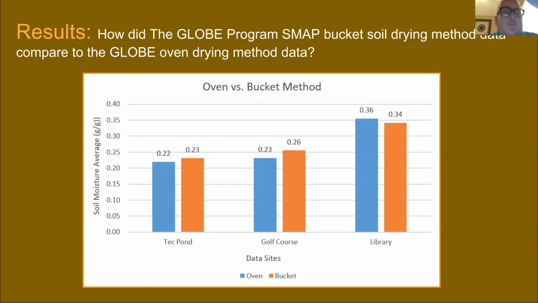You guys remember how we did that? We did it just right next to each other on the same side, so they're probably a couple inches away from each other. The oven and the bucket were for the same amount of time at roughly the same temperature.